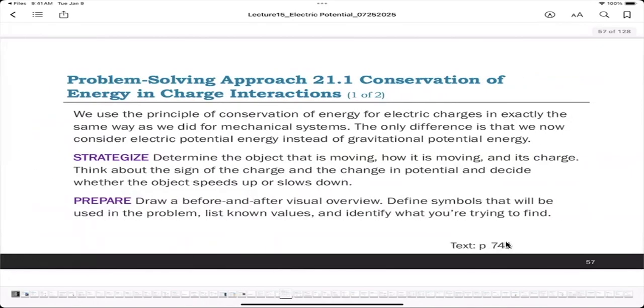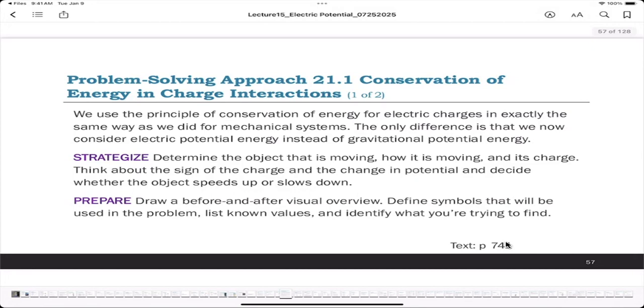Okay, let's talk about the problem solving approach, like 21.1: how to solve conservation of energy in charge interactions. We use the principle of conservation of energy for electric charges in exactly the same way as we did for mechanical systems. The only difference is that we now consider electric potential energy instead of gravitational potential energy. Okay, let's check the strategy.